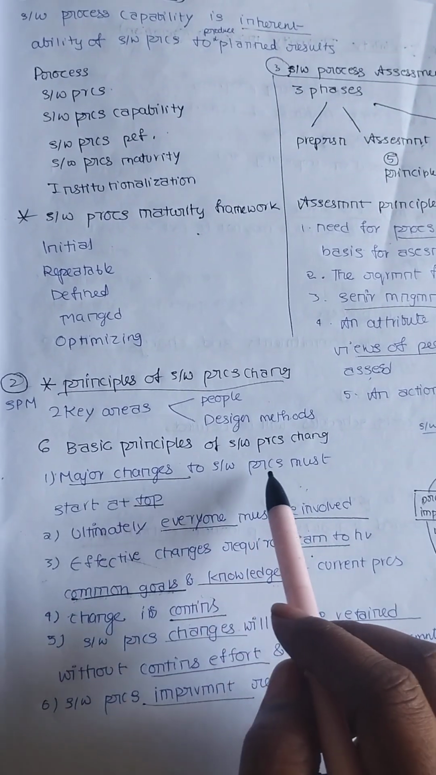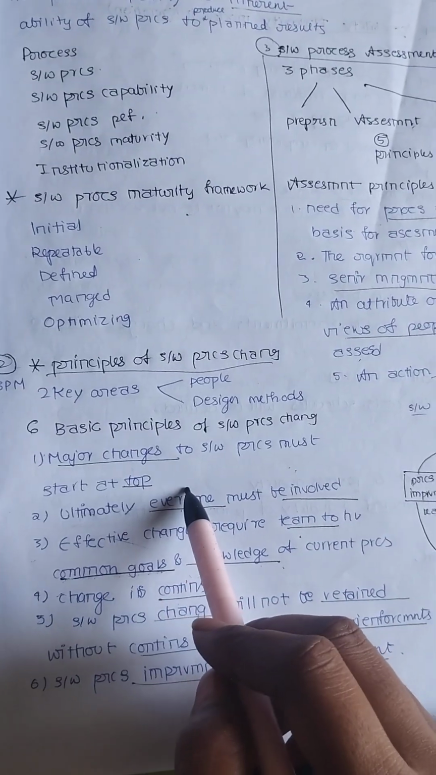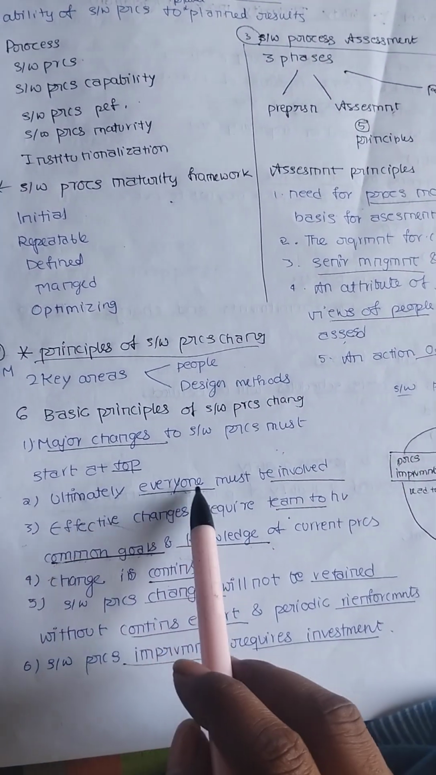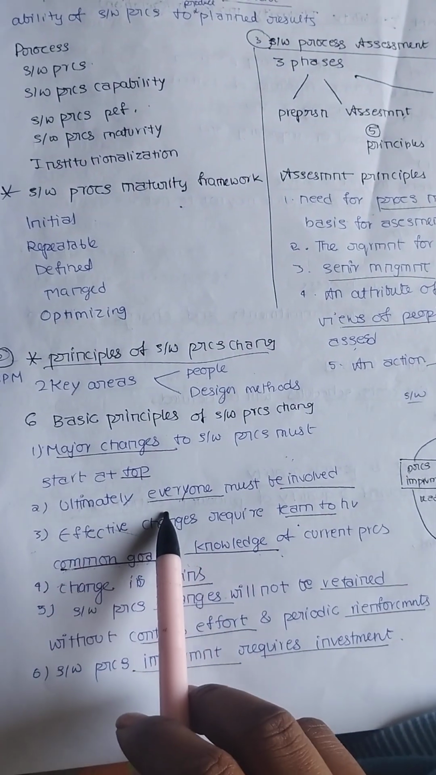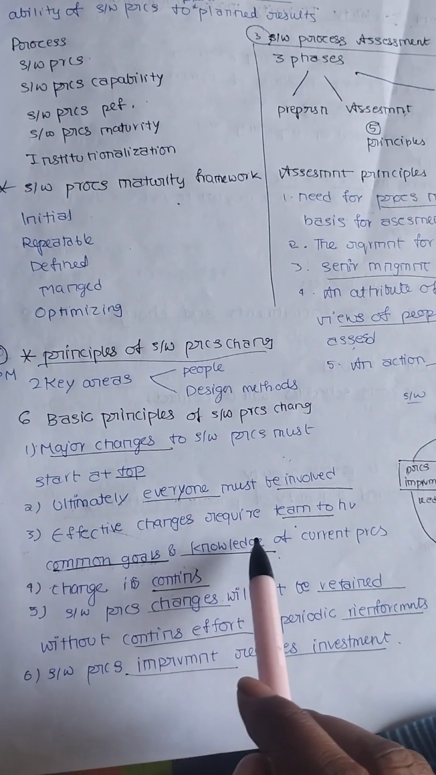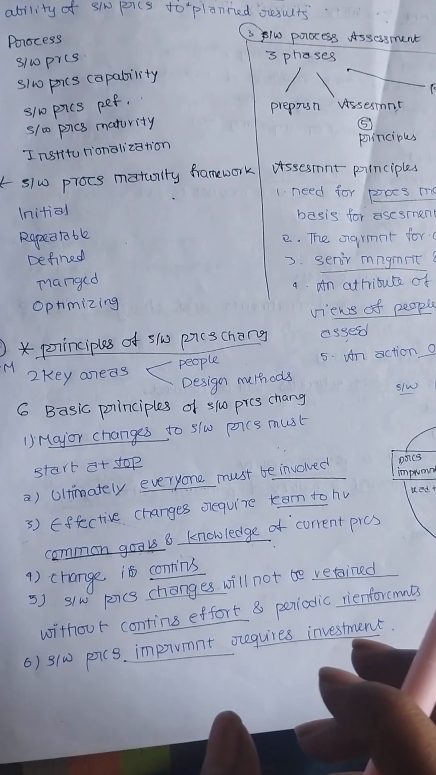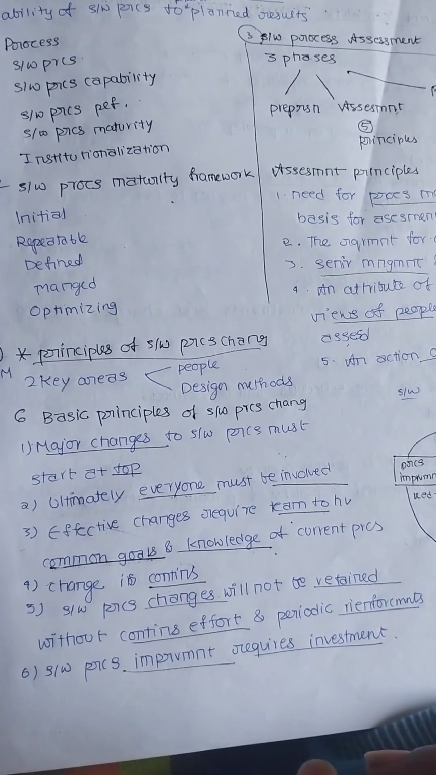First, major changes to the software process must start at the top. Then ultimately everyone will be involved, meaning everyone should be involved. And effective changes require the team to have common goals and knowledge of the current process.